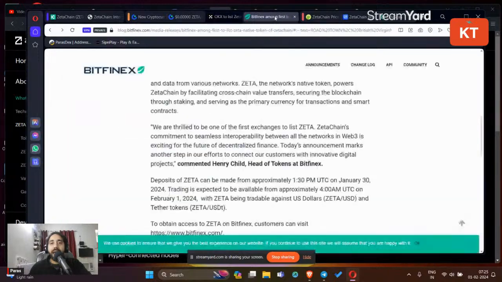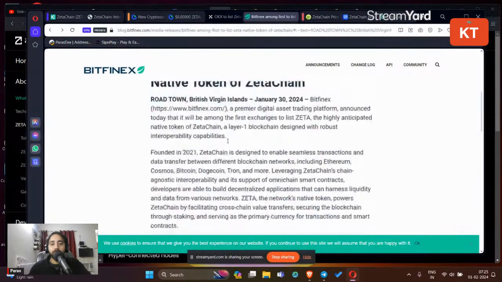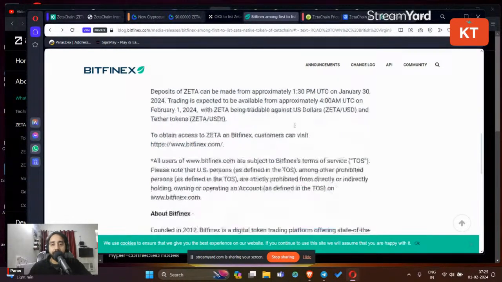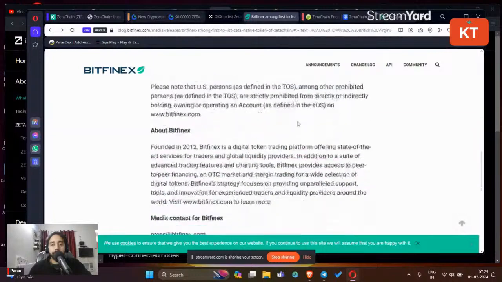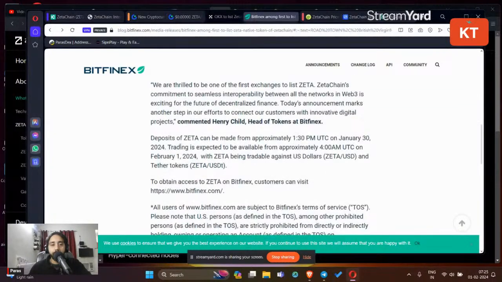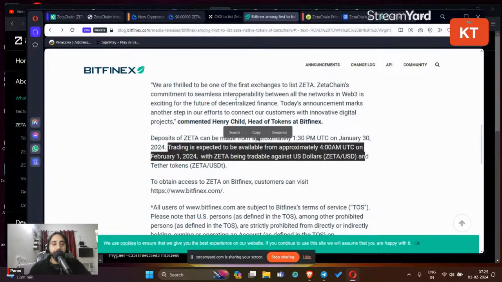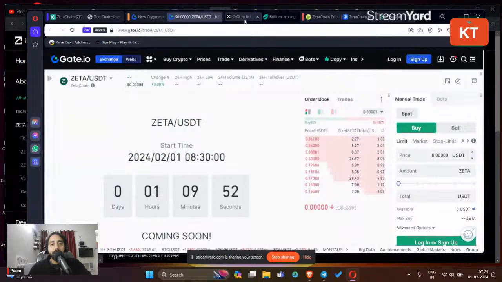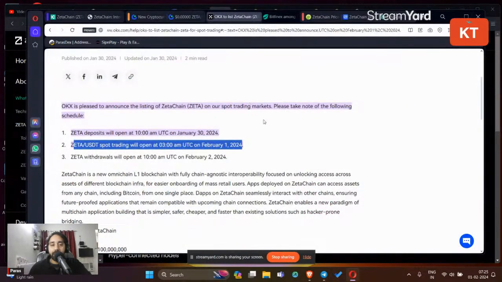Okay, then we have Bitfinex. Bitfinex is also an exchange which was established in 2012, one of the earliest exchanges. So this one is also listing Zeta. Let me show you the timings. Here, trading is expected to be available from approximately 4 a.m. UTC on Feb 1. So Bitfinex is listing it quite late, I think 2 hours from now. But KuCoin and Gate and OKX are listing the chain in 1 hour from now.